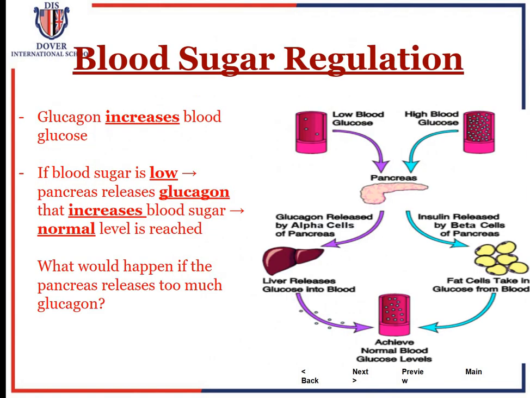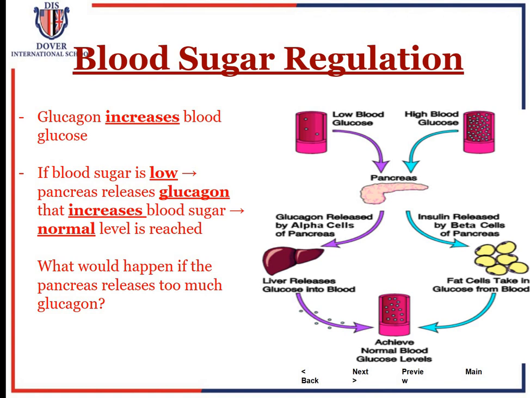As we have just said, glucagon increases the blood glucose level. If your blood sugar is low, you didn't have breakfast, you have been fasting for a whole day, so the blood sugar is low. The pancreas will release glucagon. Why? To increase the blood sugar level so it can be normal.